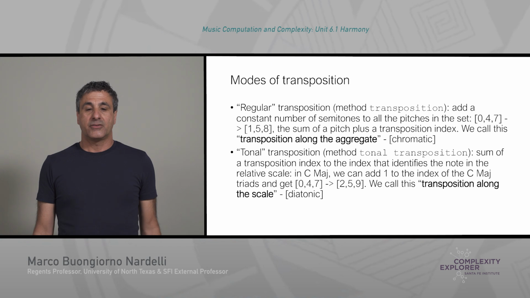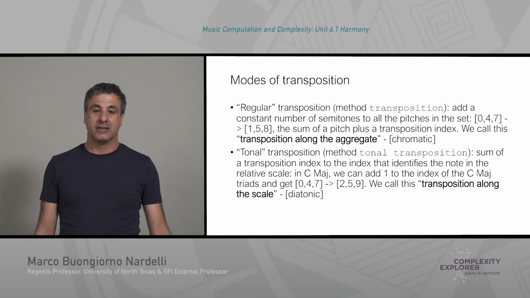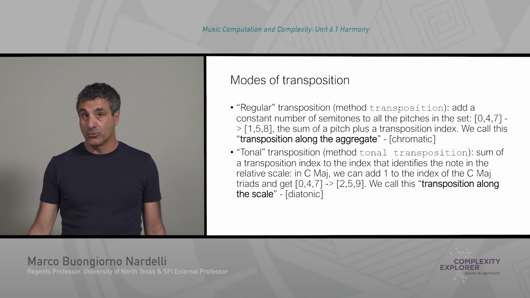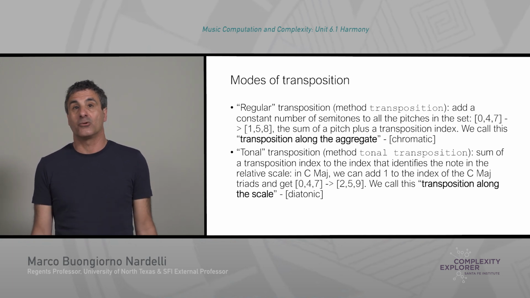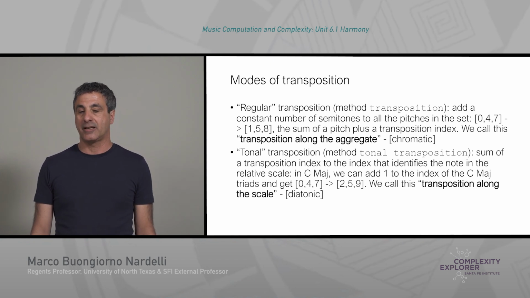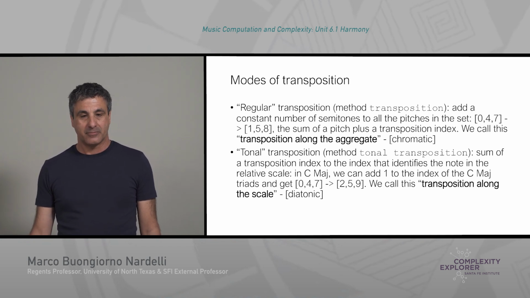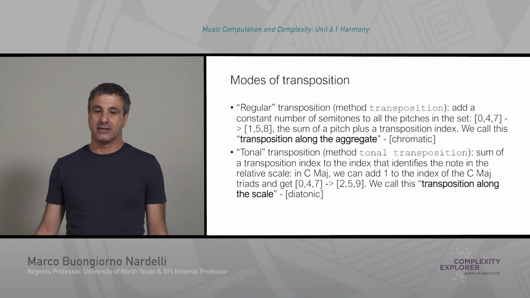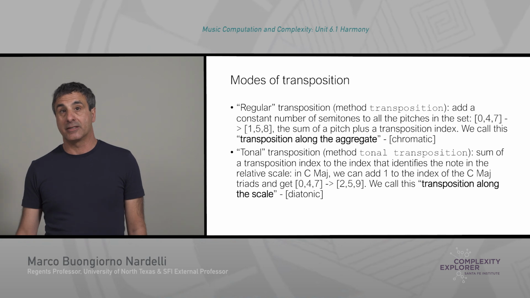So these are the two modes of transposition that are actually coded into the class Note. One is the so-called regular transposition, where I add a constant number of semitones to all the pitches in the set. So if we start from a C major chord, 0, 4, 7, C, E, G, I can add 1 semitone and make it C sharp, F, and A flat. So we call this the transposition along the aggregate.